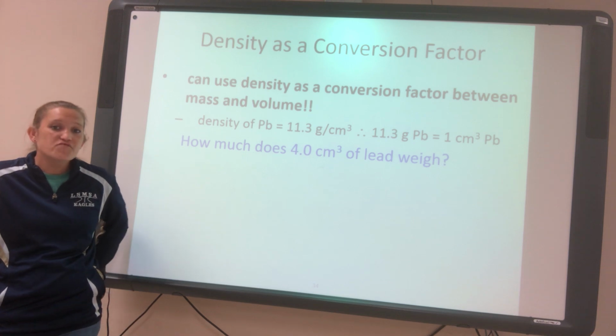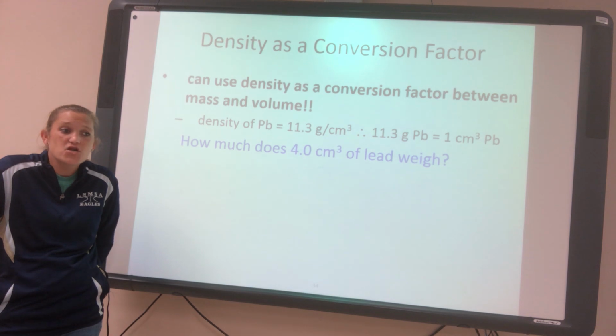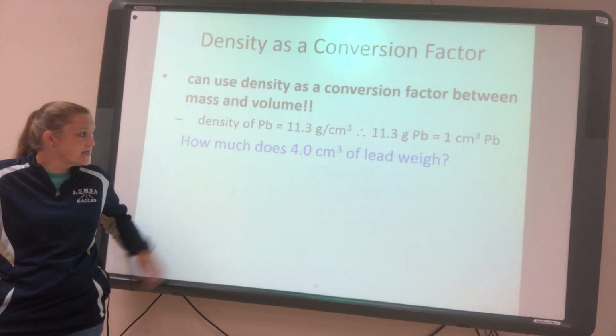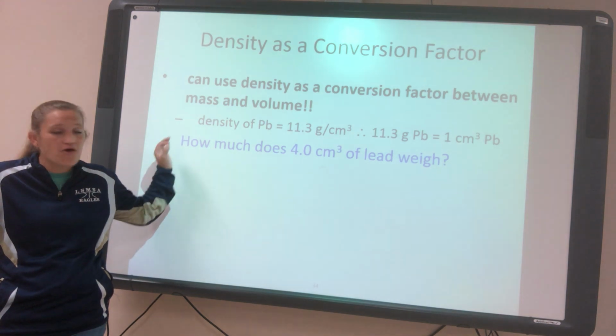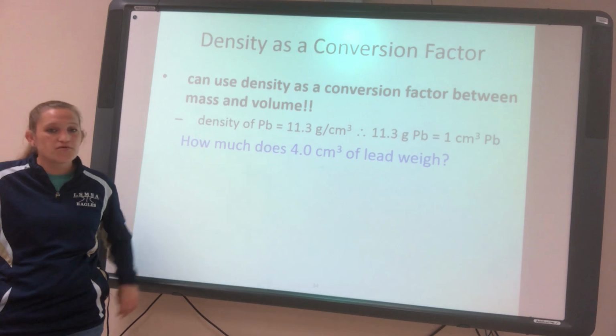and rearranged it. But you actually don't have to rearrange the density equals mass over volume equation. You don't even have to know it. I'm going to show you how you can solve these types of problems without ever writing D equals M over V. And we're going to do it just like we did the other problems.